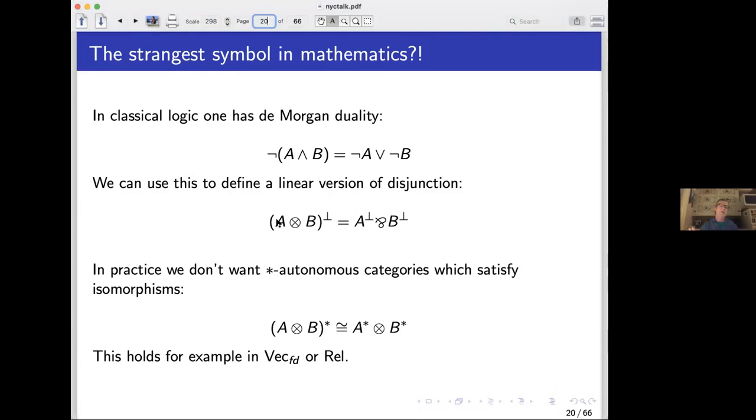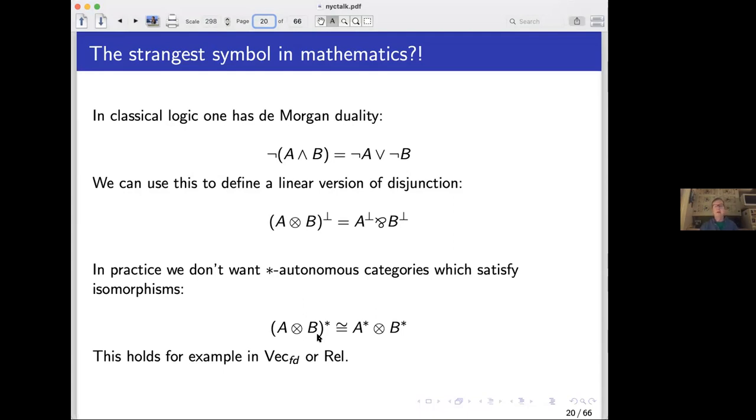The only reason I mention this is that what we want are star autonomous categories which don't satisfy an equation that looks like this. Because if (A tensor B) star is A star tensor B star, then you have a model of your logic, but and and or are treated the same, which isn't really a very good situation. So in particular, finite dimensional vector spaces and plain old ordinary relations are not interesting as models of logic.